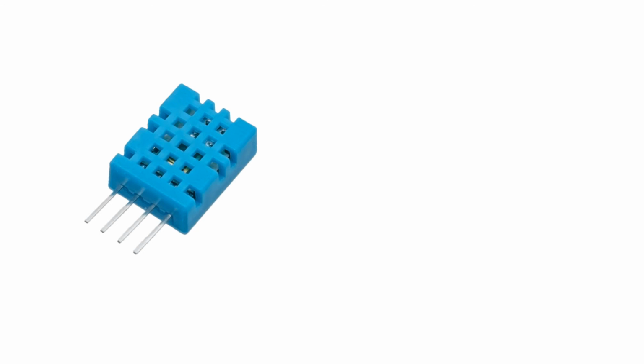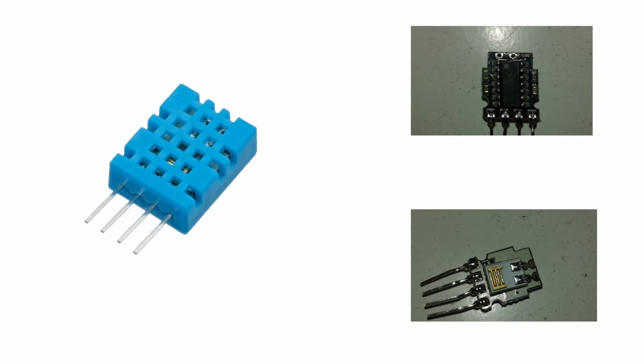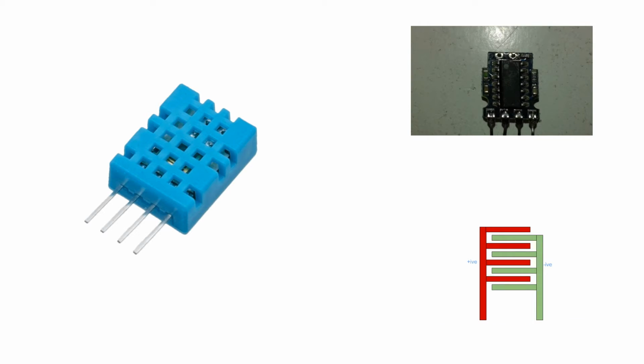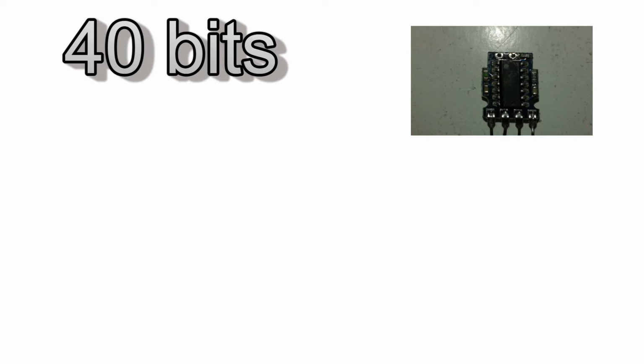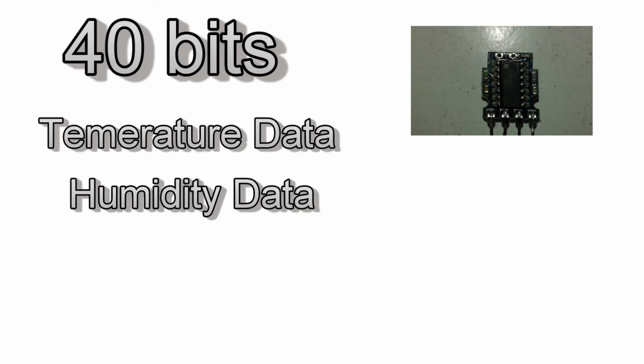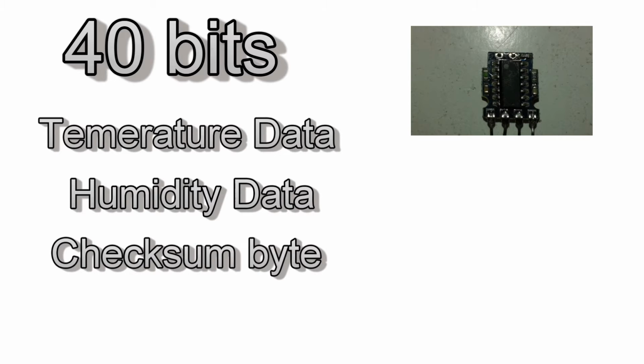Okay, so going into the brief about the DHT11, it has two parts in it, a microcontroller and a sensor. The sensor acts like a capacitor whose capacitance changes with the temperature and humidity. The raw data are processed by this inbuilt microcontroller, which gives a response in 40 bits of serial data. These 40 bits include the temperature data, humidity data, and also some checksum byte and parity bits.